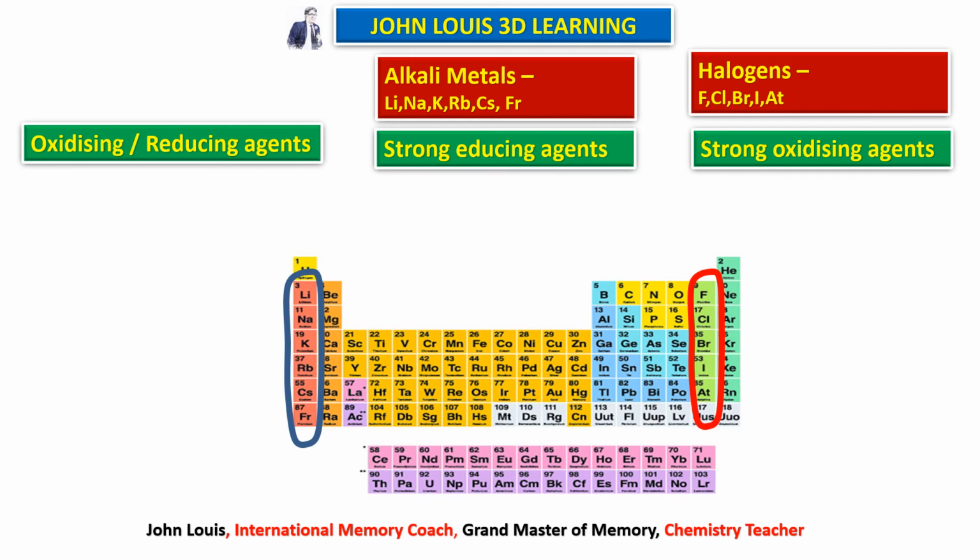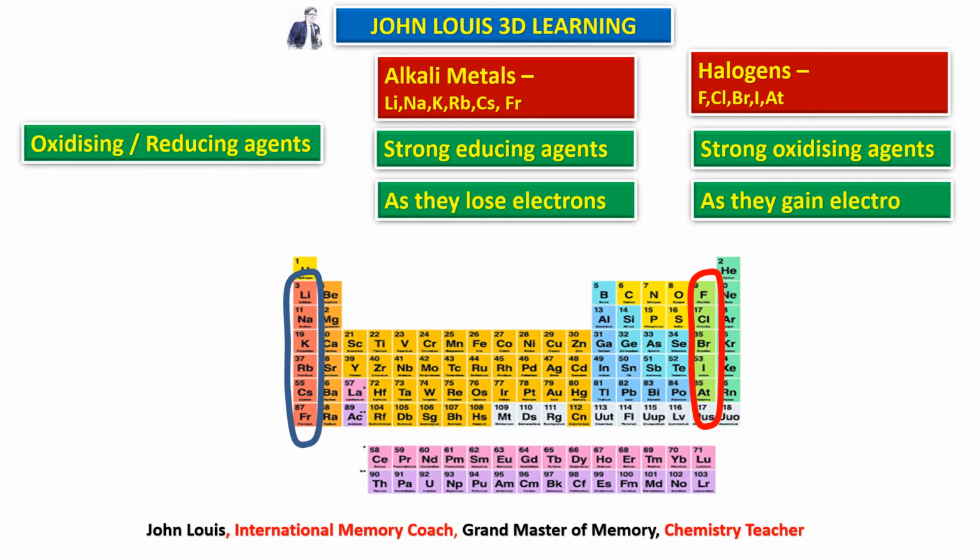All halogens have the tendency to gain electrons, that is, accept electrons, whereas alkali metals have the tendency to lose electrons. Therefore, they are reducing agents. As they lose electrons, they are powerful reducing agents, whereas halogens, as they gain electrons, are powerful oxidizing agents. A question may be asked like this: why are alkali metals reducing agents? Because they lose electrons. And why are halogens oxidizing agents? Because they gain electrons to become stable. They are strong oxidizing agents.